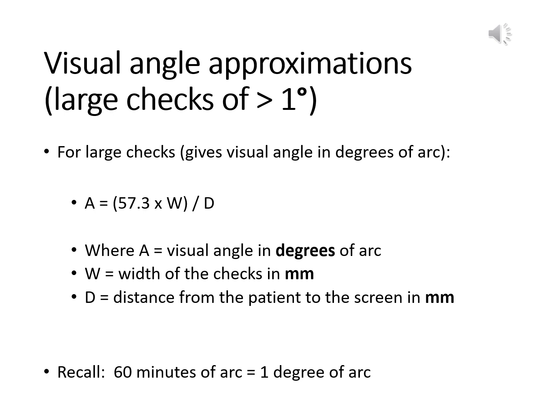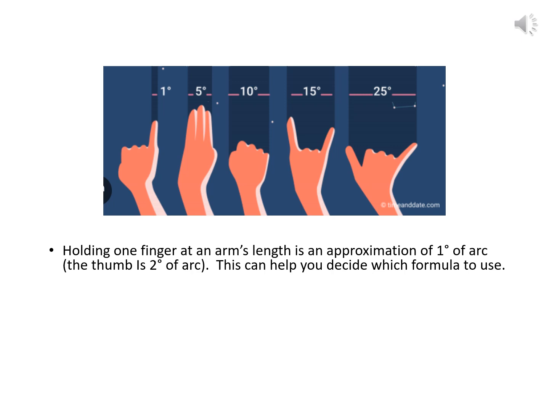For large check sizes, that is, checks which subtend more than 1 degree of arc, we can find the visual angle in degrees by using this formula. A, or the visual angle, equals 57.3 times the width of the check in millimeters, all divided by the distance from the patient to the screen in millimeters. So really, with regard to visual angles, there are only 2 formulas to memorize and no trigonometry to calculate.